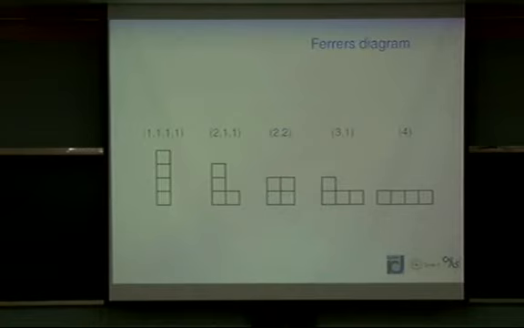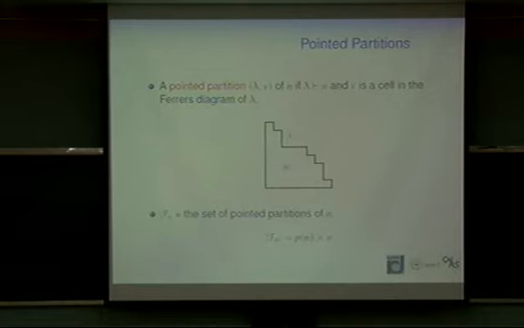A pointed partition is a pair of a partition and a cell v, where v is an inner cell in the Ferrers diagram corresponding to lambda, like this. This is lambda, some partition, and some picked cell. We denote the set of pointed partitions of n by Fn. By definition, the cardinality of Fn is equal to p(n) times n, because every partition has n cells.